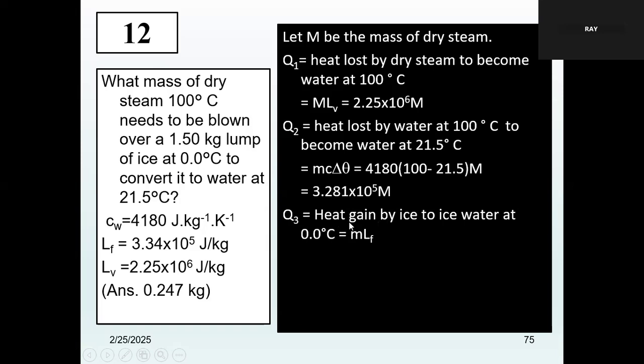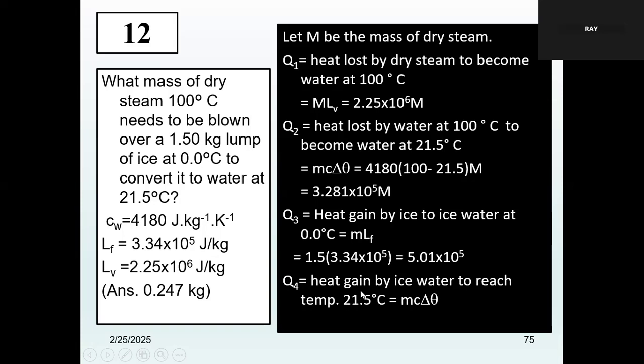So the heat gain by ice to ice water at 0 degrees Celsius gives latent heat of fusion. This is the mass of ice, that one is the mass of steam. Put it in, latent heat of fusion is given, calculate out. Heat gain by ice water to reach 21.5 degrees Celsius, use specific heat capacity.